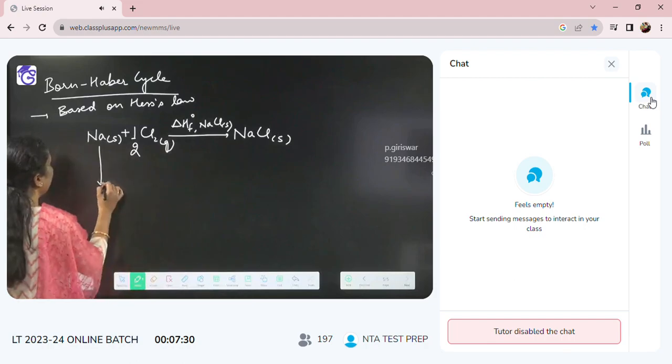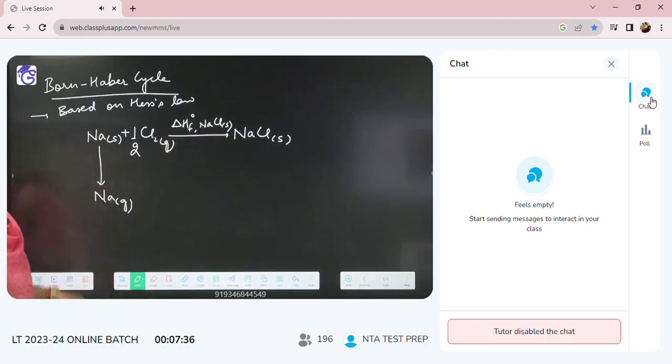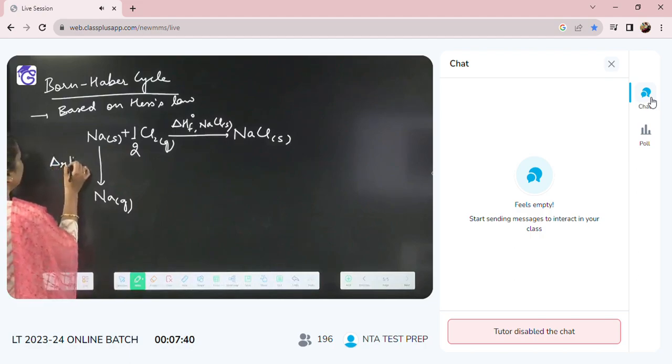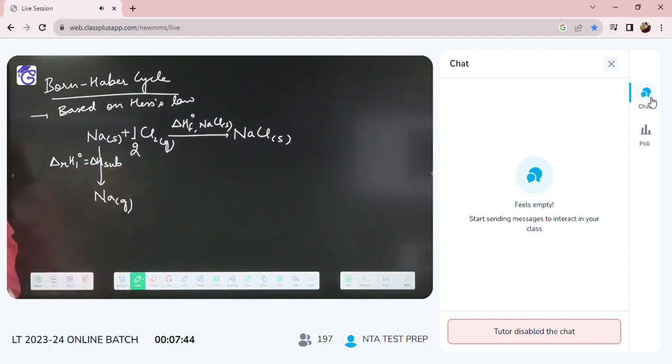So if I am writing this as Na gas, is it representing sublimation over here? So I'll be writing this as delta R H1 naught, which is representing delta H sublimation. Delta H1 naught is the standard enthalpy for the first reaction. This is a general expression, and this is the actual name of that process, which is delta H sublimation, right?